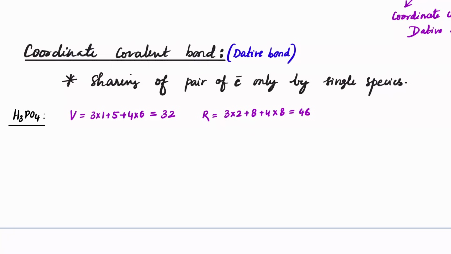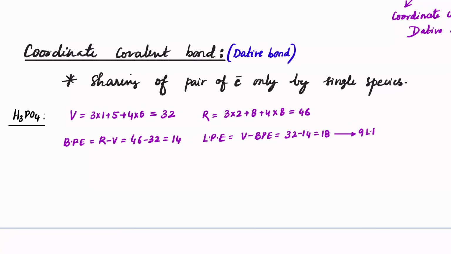And how many bond pair electrons? How many can we get? R minus V, so 46 minus 32. That makes it 14. So how many lone pair electrons? That will be V minus bond pair electrons, which is 32 minus 14. So that makes it 18. This suggests that there are 9 lone pairs and 7 bond pairs. 7 bond pairs.